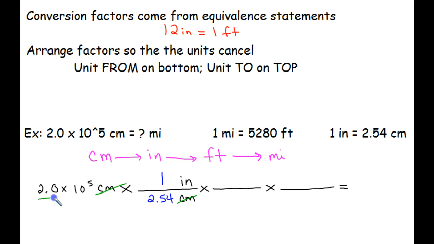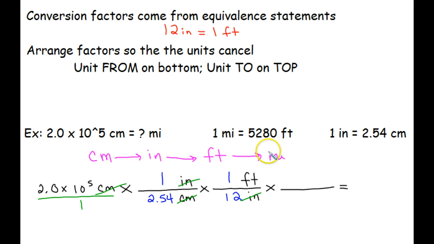Remember that your initial given number can always be written as being over 1 if it helps you to see the fractions that way. Next, we're in inches, we're going to feet. Since we're going from inches, inches goes on the bottom. We're going to feet, so feet goes on the top. And our numbers come from our equivalence statement. We know that 1 foot is equivalent to 12 inches. Check our units, the inches cancel.